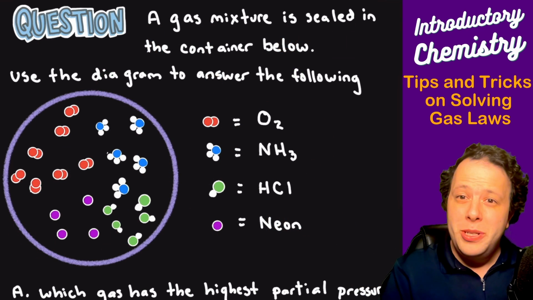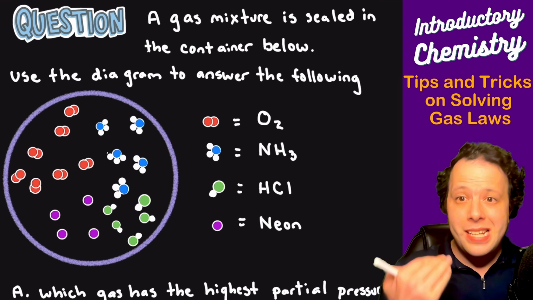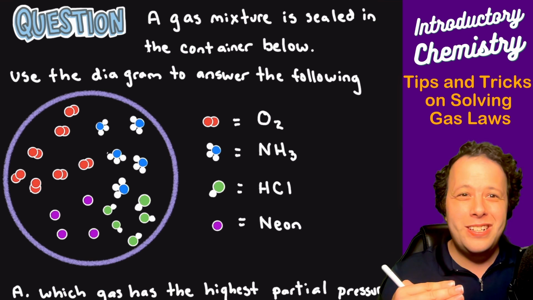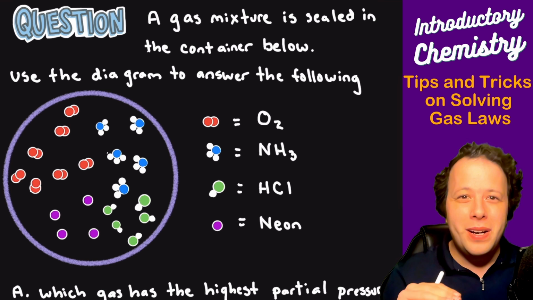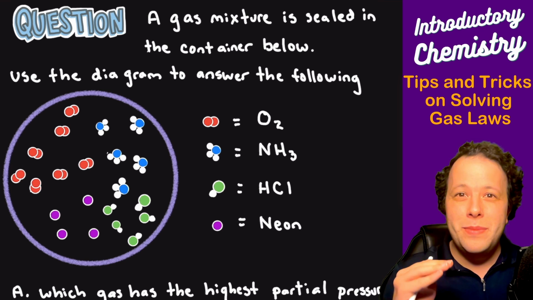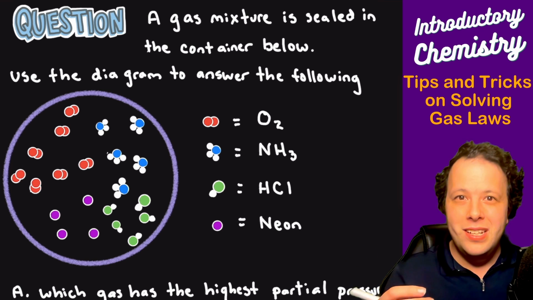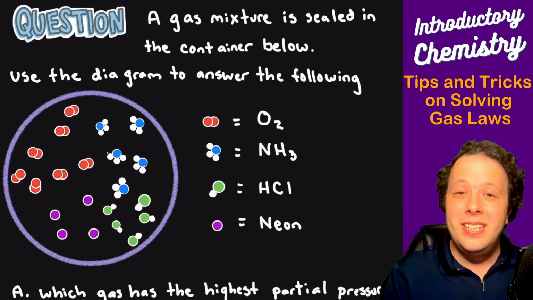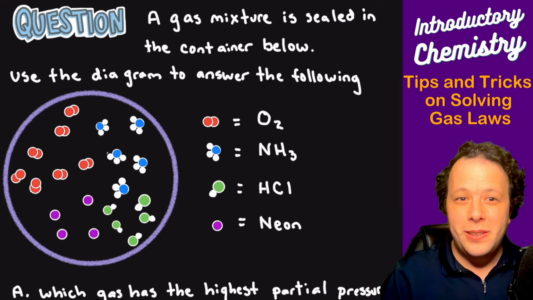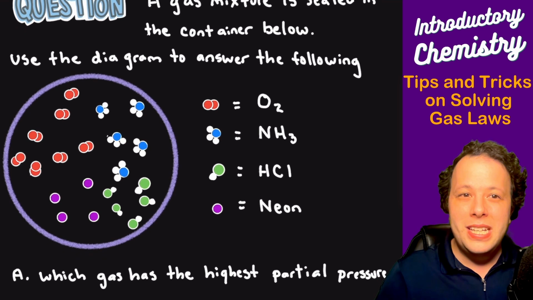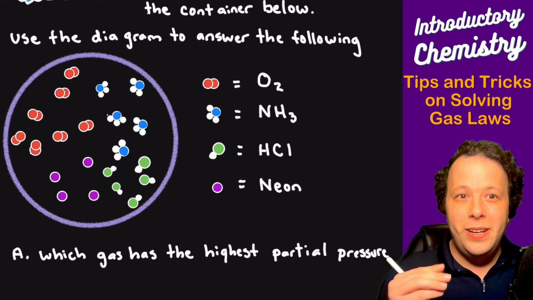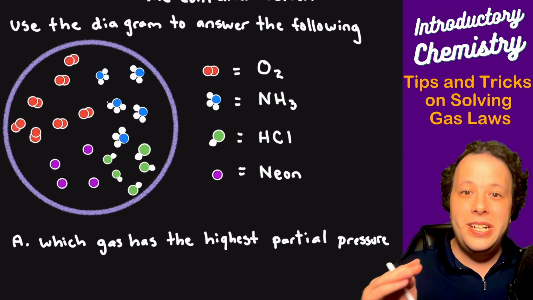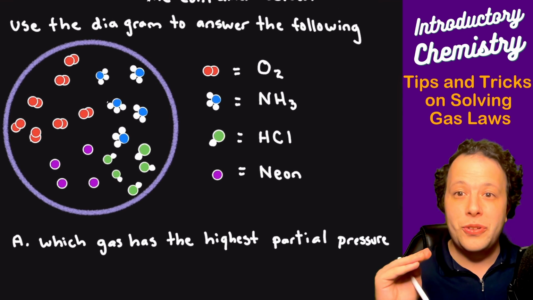Okay, sometimes you will be given problems that involve diagrams and you have to be able to read what they're showing, especially when they show different atoms and molecules. And a lot of times they're referring to mixtures. So in this case, we have a mixture and it's sealed in this container. Let's use a diagram to answer the following questions. The first thing is you can see that in this purple vial here, I have 4 different gases. And the first thing I ask you is, which gas has the highest partial pressure?